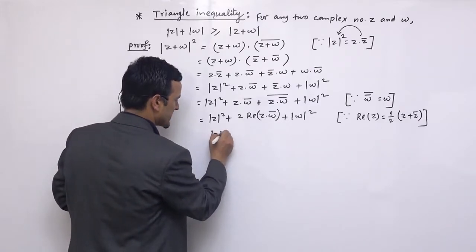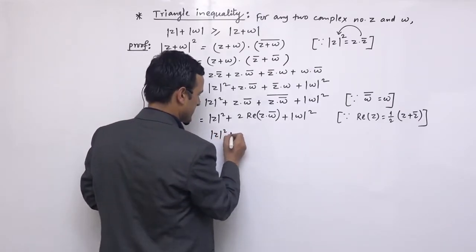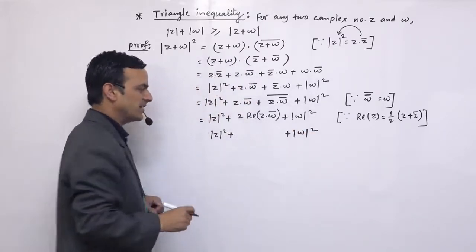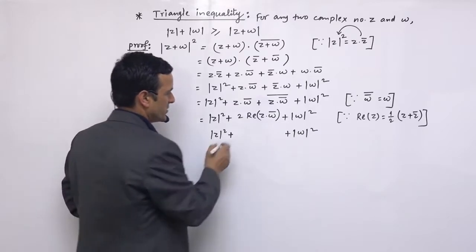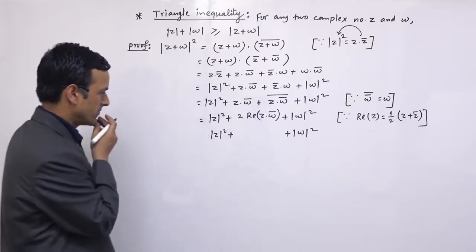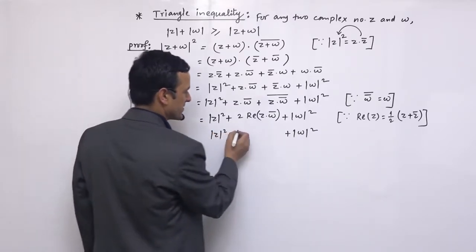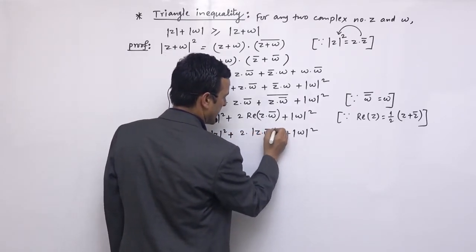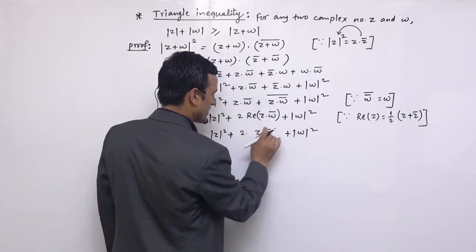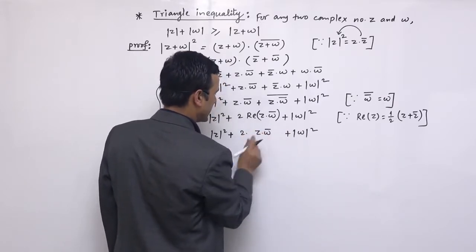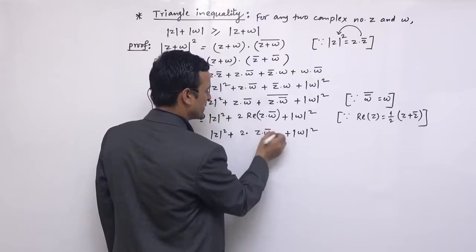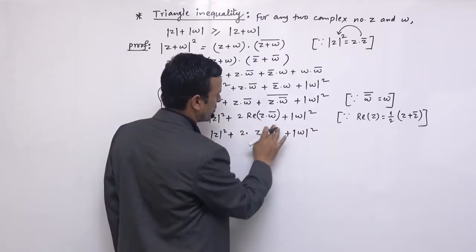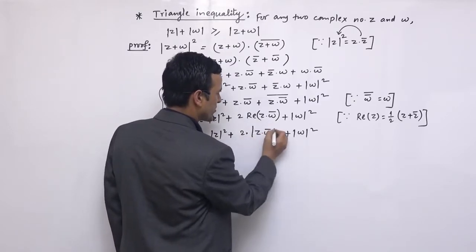Now modulus z को स्क्वायर प्लस modulus w को स्क्वायर, a square b square. Now in between we have 2 times modulus z into w bar. No, modulus z into w bar, 2ab. So this is 2 of this one. Now this is not a bracket, this is modulus.